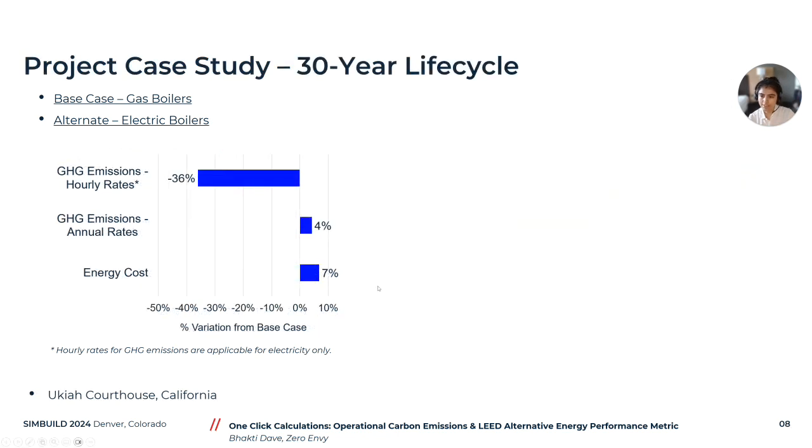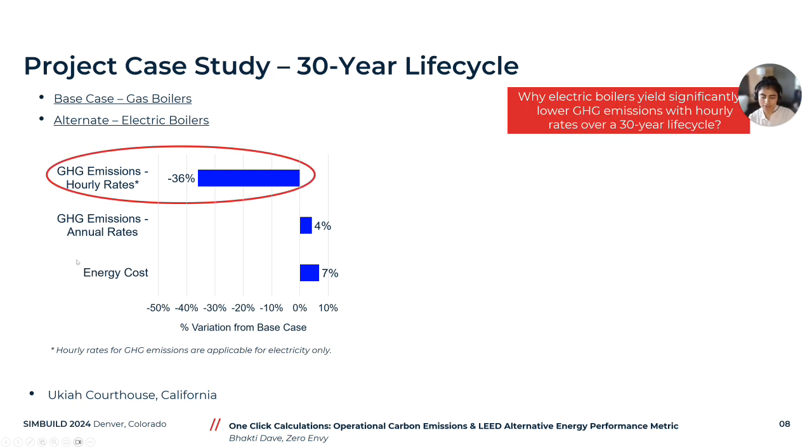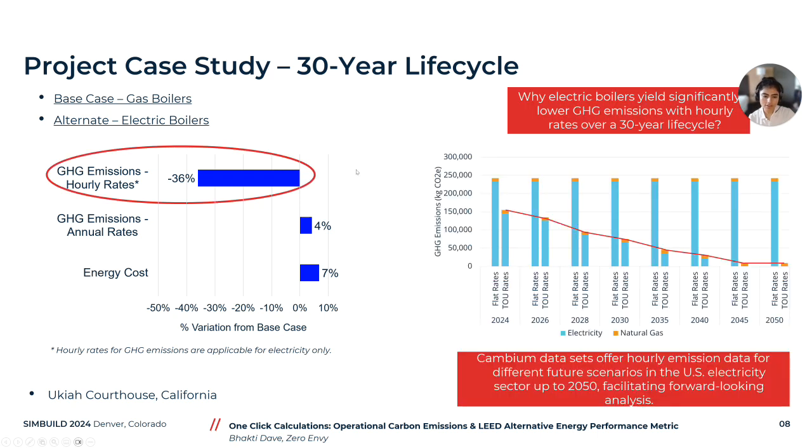For the same project and design scenarios, in a project life cycle of about 30 years, the alternate with electric boilers yields significantly lower greenhouse gas emissions compared to the base case, unlike emissions calculated using annual rates or energy cost. This is because Cambium offers hourly rates for various future scenarios in the U.S. electricity sector until 2050, enabling forward-looking analysis, which also accounts for growing contributions of renewables at grid level over time.